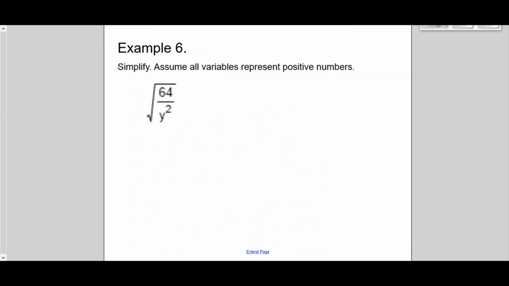Another example, so simplify again, we're assuming that all the variables are bigger than or equal to 0. So the square root of 64 divided by y squared. So in this one, notice we have division. When we have division, what we can do is take care of the numerator and the denominator separately. In other words, we could first do the square root of 64, and then we could do the square root of y squared. So we could just rewrite it. We could just split it up. This is a quotient property that allows us to do this. We'll just take care of the top, and then we'll take care of the bottom.